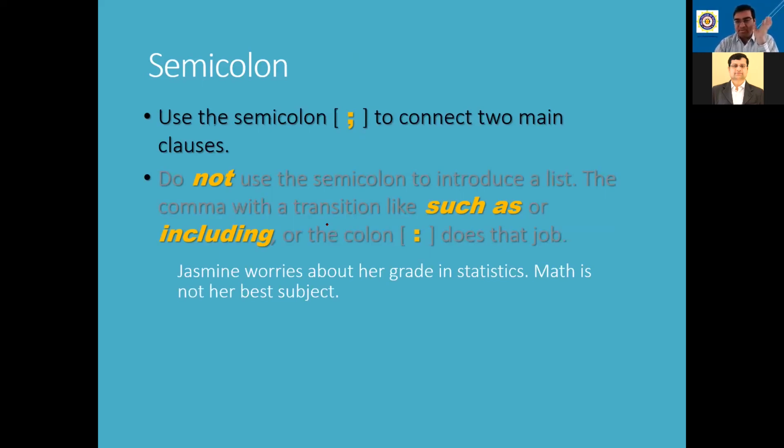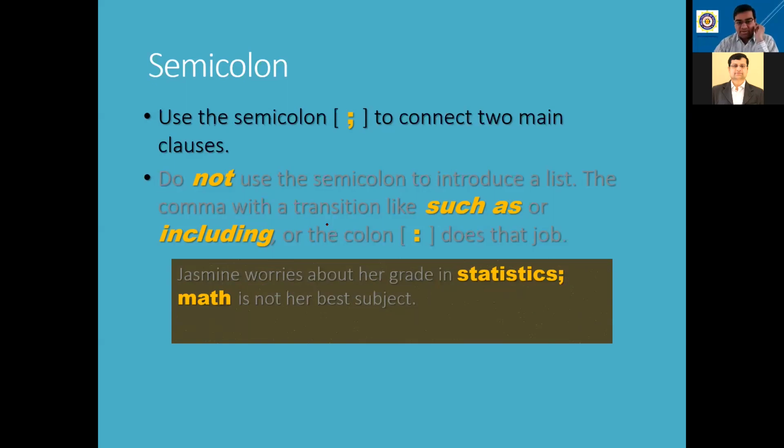This is the sentence. Let's see where we can use semicolon. Jasmine worries about her grade in statistics. Math is not her best subject. There are two phrases here, and we have connected those two phrases with a semicolon. Jasmine worries about her grade in statistics; math is not her best subject.